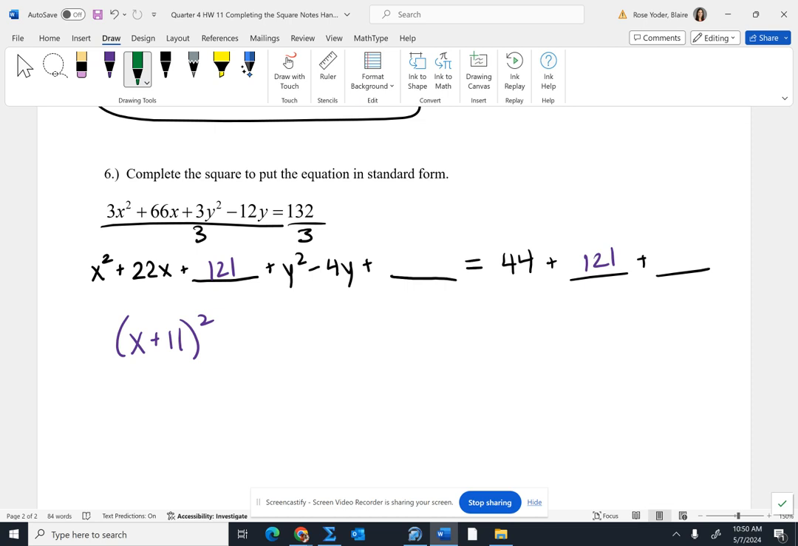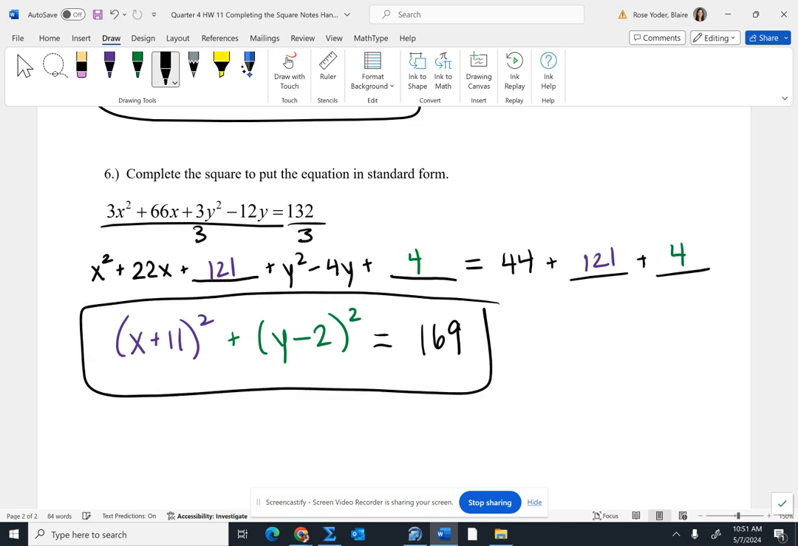Then we're going to split negative 4 into two parts, which is negative 2 and negative 2. Negative 2 times negative 2 is 4. And all I have to do is combine my like terms on the right. So let me grab my calculator and do 44 plus 121 plus 4. 169. So again, it has a nice radius because that's a perfect square. And here's the equation of my circle in standard form.